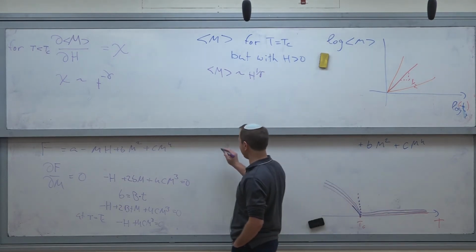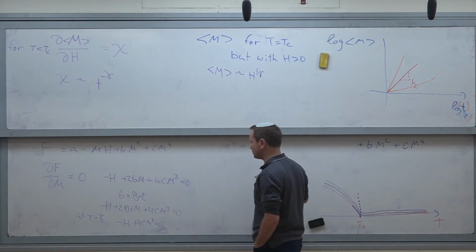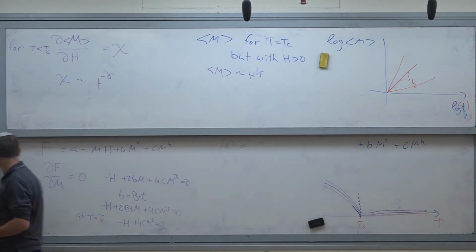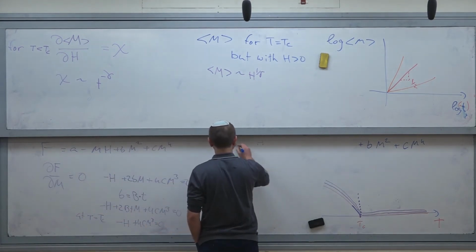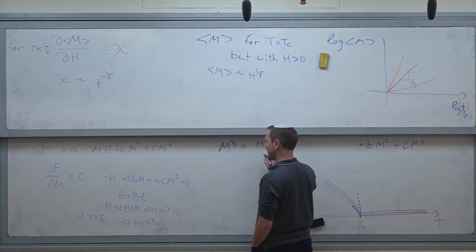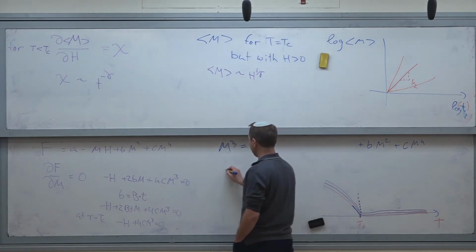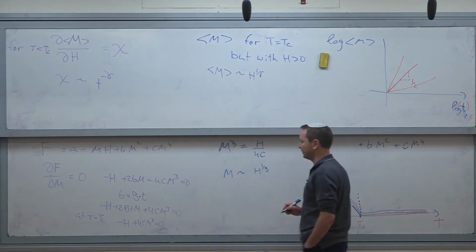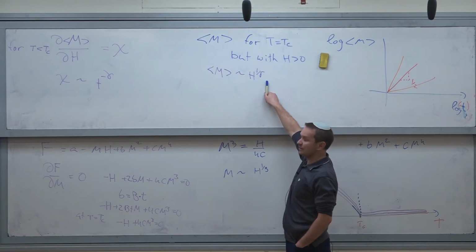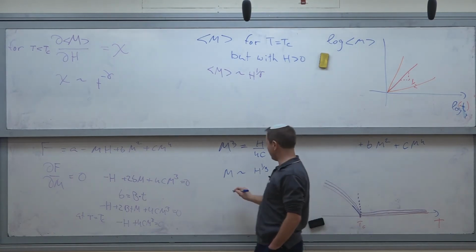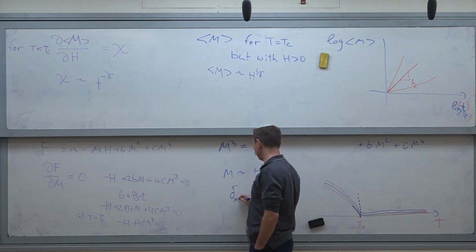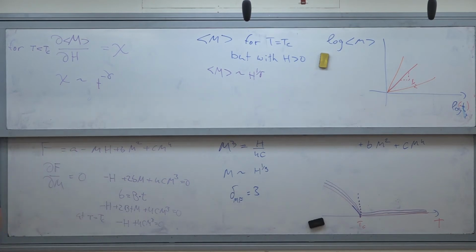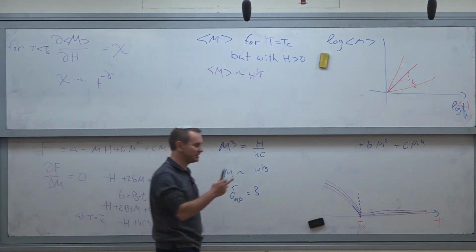What we obtain is that m to the third equals h divided by 4c, or m is proportional to h to the power 1 over 3. So if we look at this behavior that we expect, we know that delta for mean field is exactly 3. And again, for many systems, we see exactly the same delta.